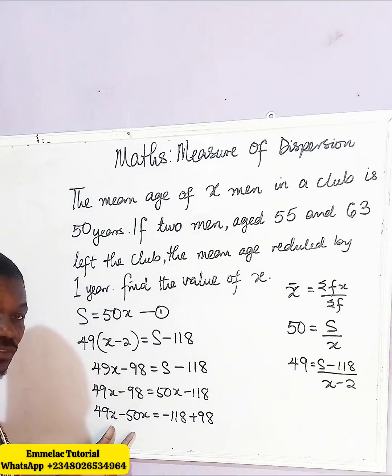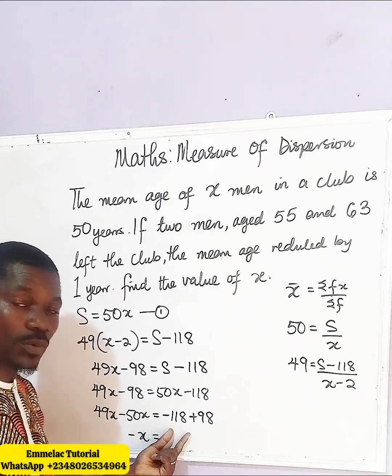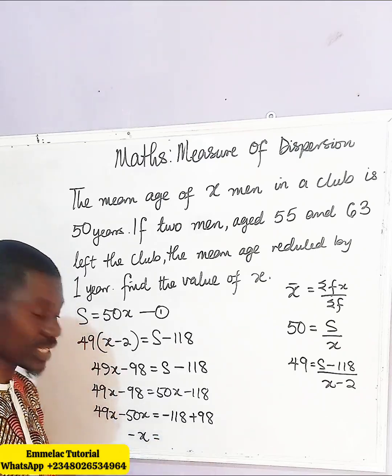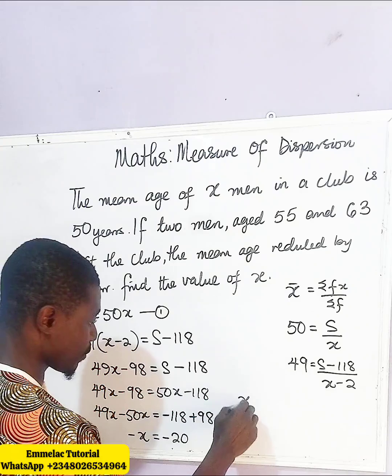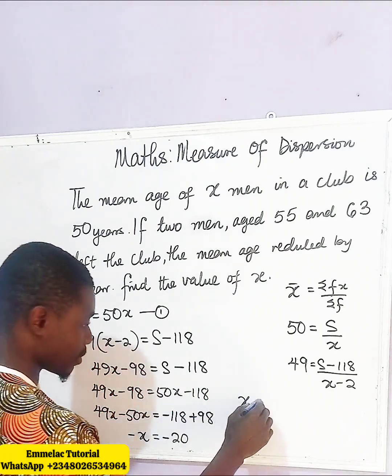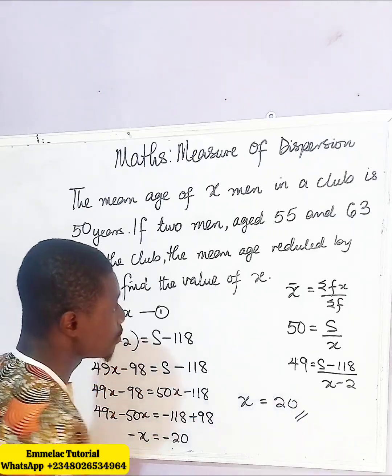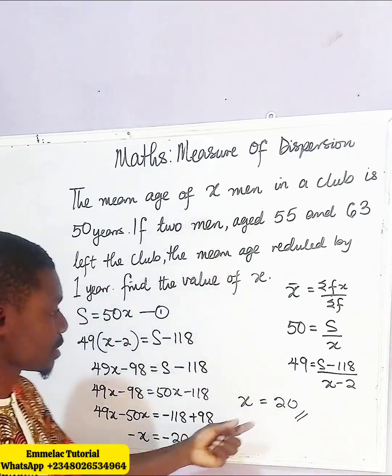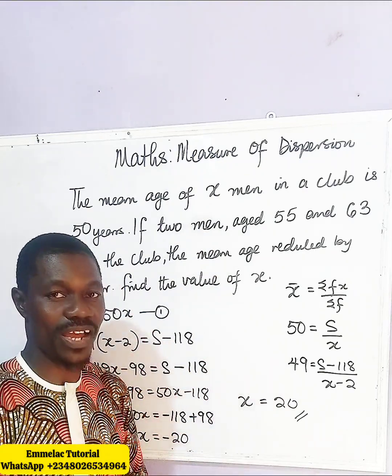So 49x minus 50x will give us negative x, and minus 118 plus 98 will give us minus 20. At this point we can multiply both sides of the equation by negative 1, so we are left with x equals 20. So the number of men in the club is 20. Thank you and God bless you.